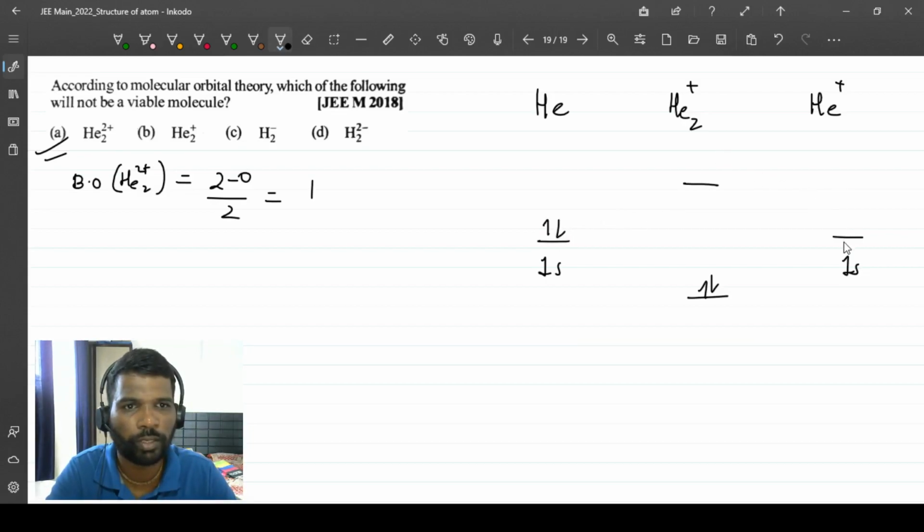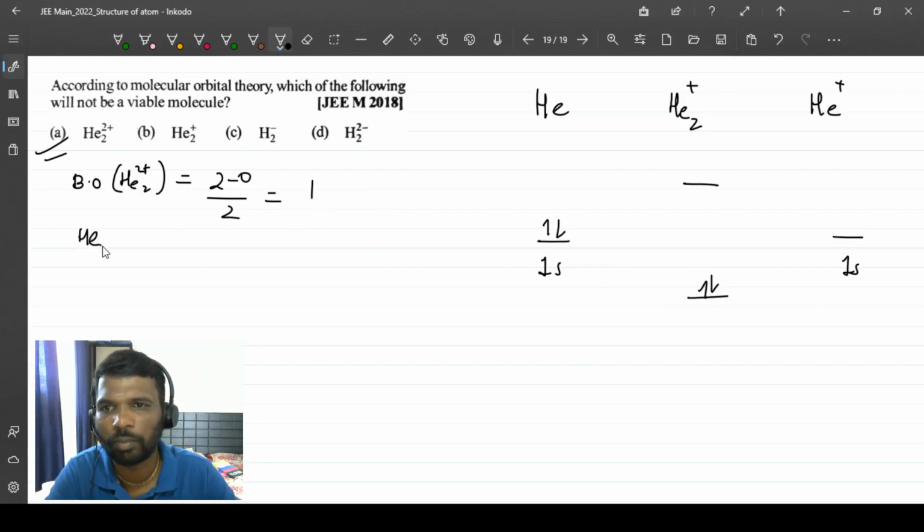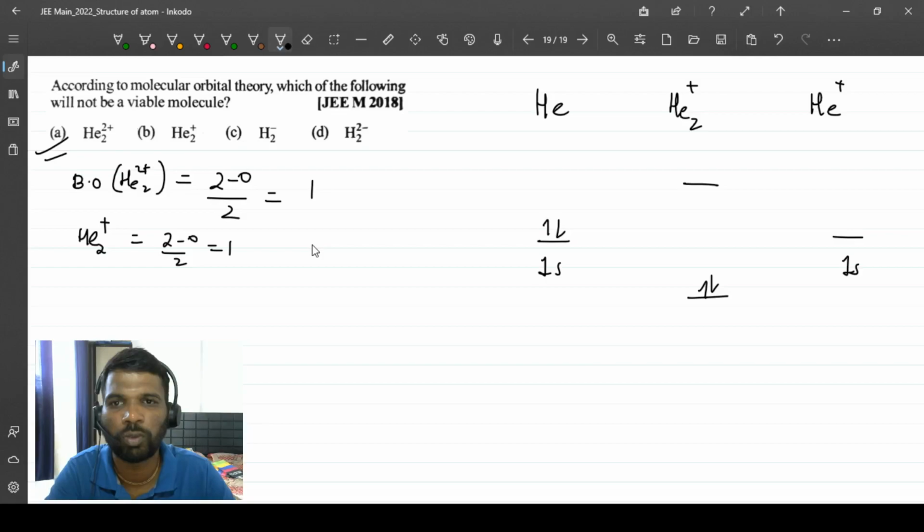Helium plus 1 is this, right? So there are no electrons over here, and here it is helium 2 plus 1. So bonding is 2, anti-bonding is 0, divided by 2, which is equal to 1. So this is also viable. Like hydrogen 2 minus 1.